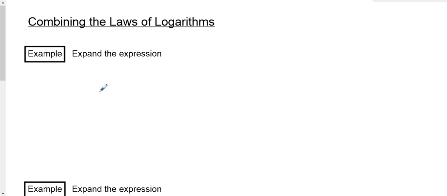Okay, so if I have log base 5 of x to the third times y to the sixth, and I need to expand this. I have multiplication and I have exponents. So the first thing I want to do is to split this one logarithmic expression into two.